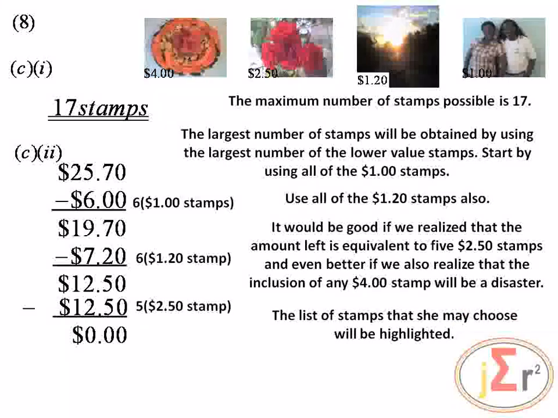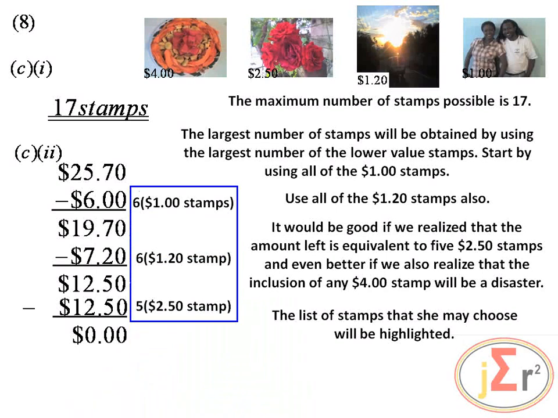The list of stamps that she may choose will be highlighted, and it is 6 $1 stamps, 6 $1.20 stamps, 5 $2.50 stamps. So we have used as many of the stamps with the lowest values as possible.